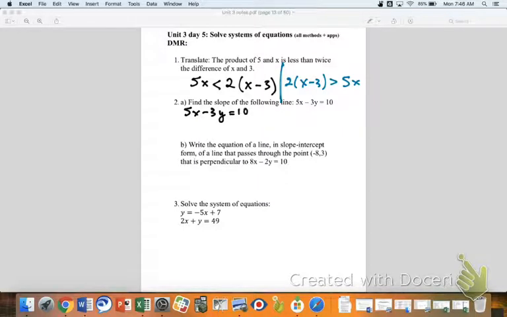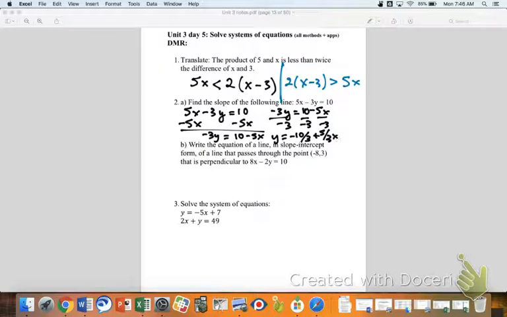To do that, I need to solve for y. So I'm going to subtract 5x over. That'll give me negative 3y is equal to 10 minus 5x. And then I am going to divide everything through by negative 3. So when I divide by negative 3, I get y equals negative 10 thirds. And then remember that a negative divided by a negative is a positive. And so plus 5 thirds x would be your final slope-intercept form. Therefore, my slope is positive 5 thirds.